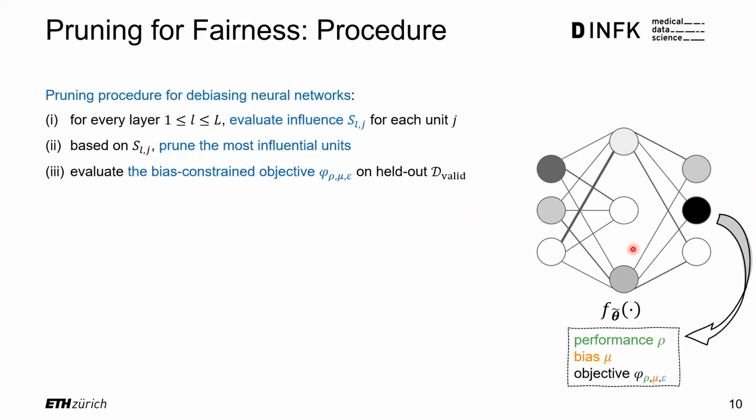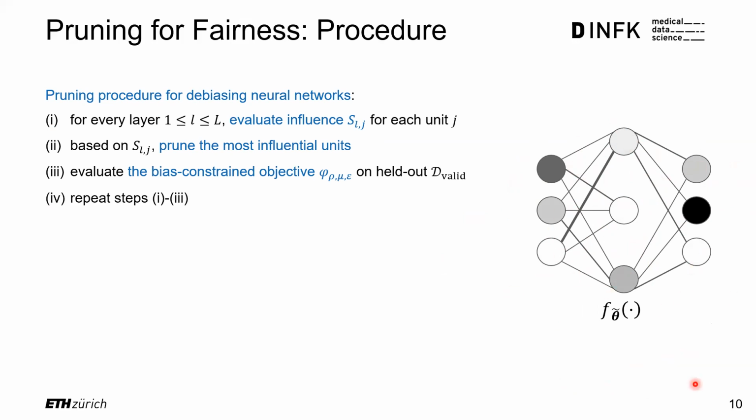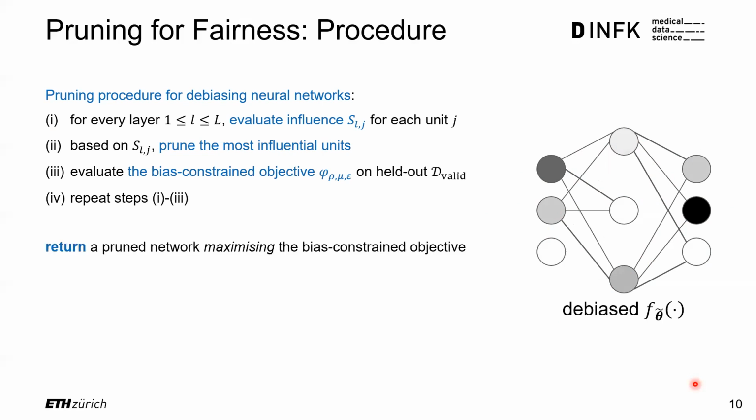Then after removing this unit, which essentially amounts to setting certain weights in the weight matrices to 0, we evaluate the performance, the bias, and the bias constrained objective of this pruned network f theta tilde on the held out data. And then we continue pruning until the maximum level of sparsity is reached. And at the end of the algorithm, we return a pruned network that maximizes the bias constrained objective. And this is our debiased network. We'll see from the empirical results that this algorithm is very effective in practice and only few pruning steps are necessary.